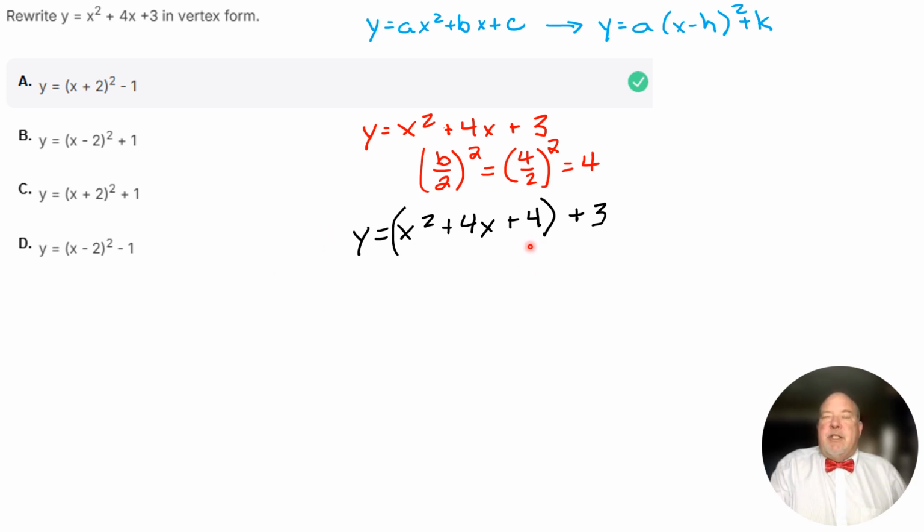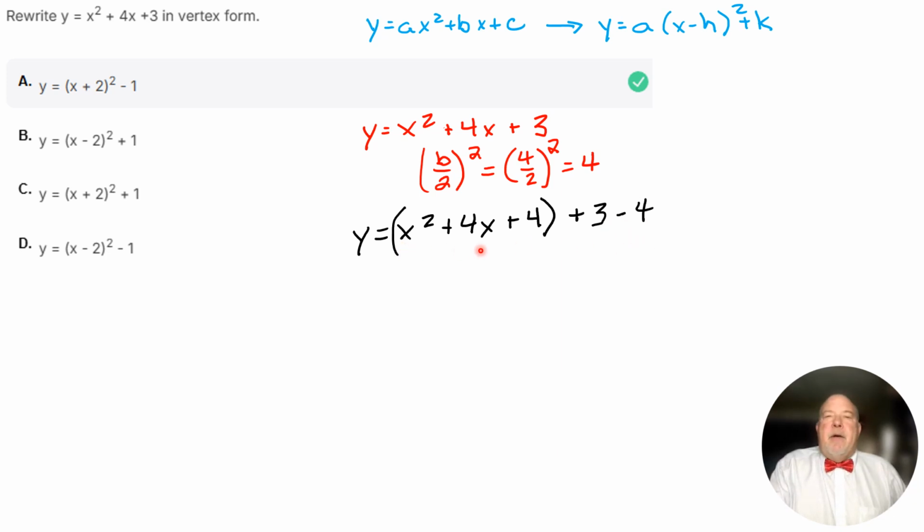So adding 4 changes this. I'm going to do a little trick here. Instead of adding 4 on the other side, I'm just going to subtract 4 over here, because I'll be adding 4 and subtracting 4, and then they just cancel each other out. So I added 4, so now I'm going to subtract 4 to cancel that out. And again, the 4 came from the b value over 2, squared. That's where I got this number.